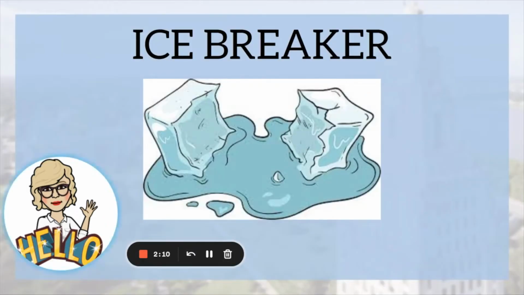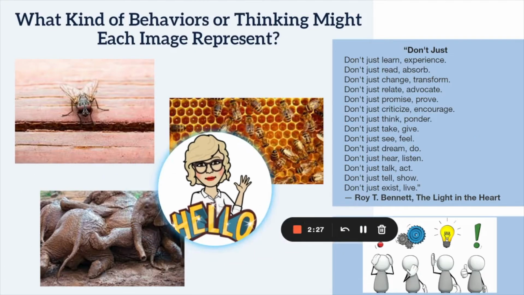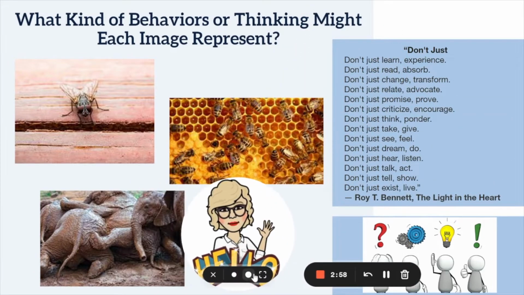So, as you begin to ponder exactly where all of this is going, why you might need to do this, we'll engage in just a little icebreaker. What kind of behaviors or thinking might each of these images represent? I'm going to move this out of your way for just a moment so you can see exactly what we're looking at here. We've got this image, we've got this one, and we have this one. I want to give you just a minute of wait time, perhaps stop and jot right here so you can think, what do you think the thinking for each of the creations in this image might represent, specifically in our classrooms?